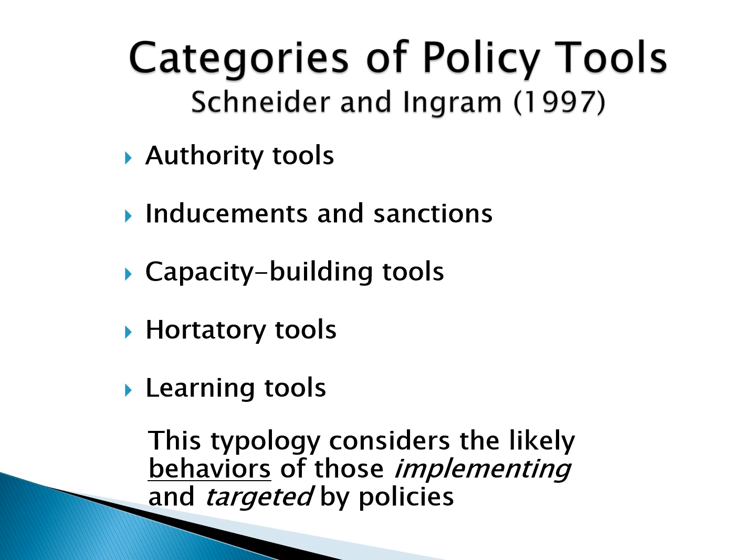Schneider and Ingram's typology consists of 5 different types of tools, which consider the likely behaviors of the implementors and those being targeted by the policy. The first set of tools are authority tools. These are statements backed by legitimate authority. They're mainly used to guide behavior of agents and officials. Think of it as granting permission or making something compulsory.